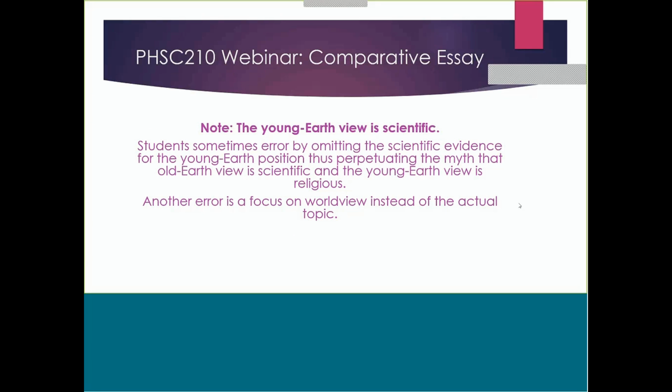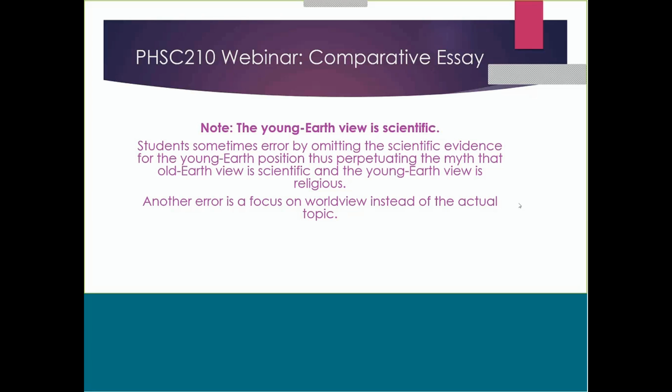Note, the young earth view is scientific. So I mentioned this earlier, and I mention it again. It's worth mentioning twice. Students sometimes err by omitting the scientific evidence for the young earth position, thus perpetuating the myth that the old earth view is scientific and the young earth view is religious. Another error is a focus on worldview instead of actual topic. So you want to really stay focused on what are they saying and what is the scientific evidence.